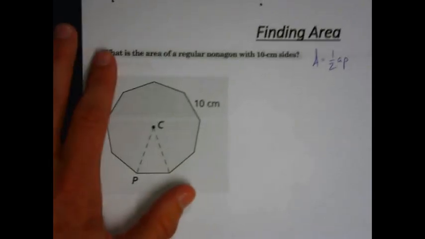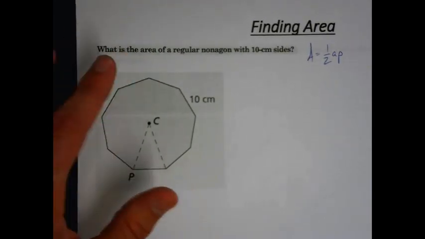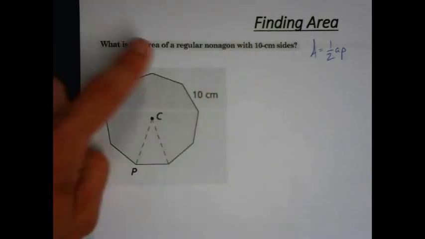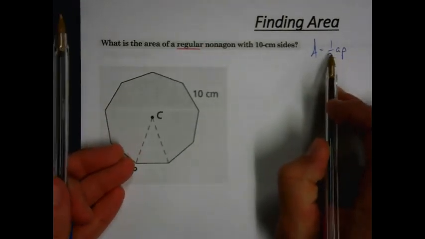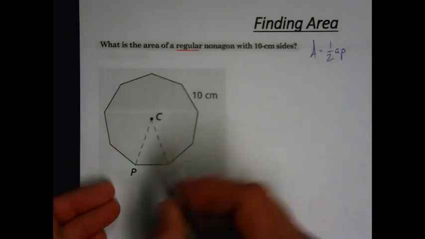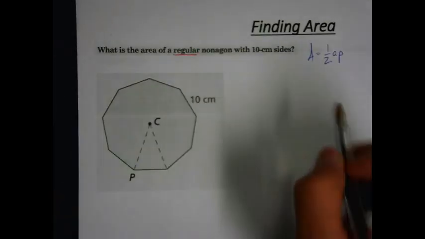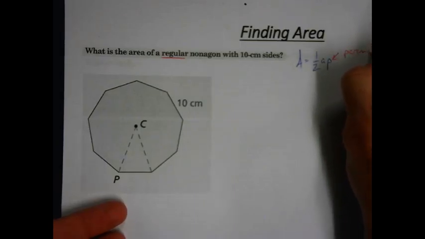So here's the question. We're going to jump right into something rather challenging. What is the area of a regular nonagon with 10 centimeter sides? So we've got regular, so we know this formula applies. All we're given is 10 centimeter sides, dagnabbit. But what can we use with that information? We know a thing. We know the perimeter.